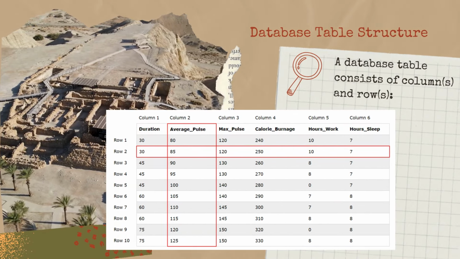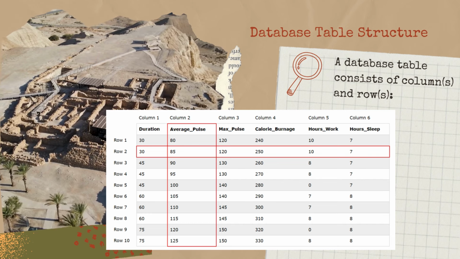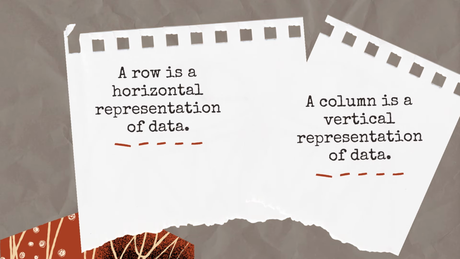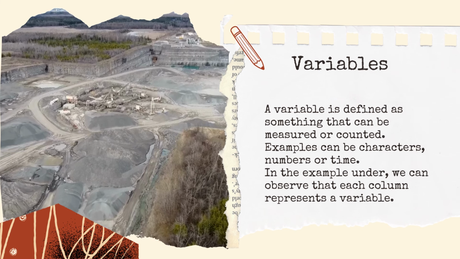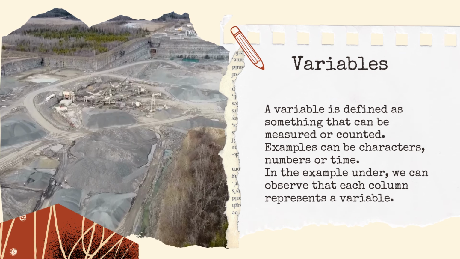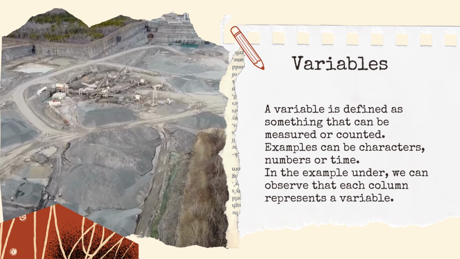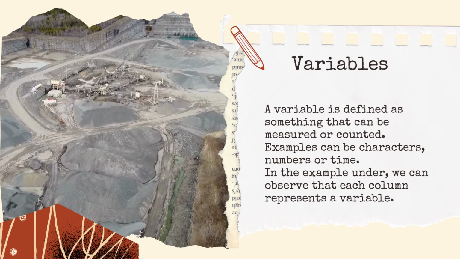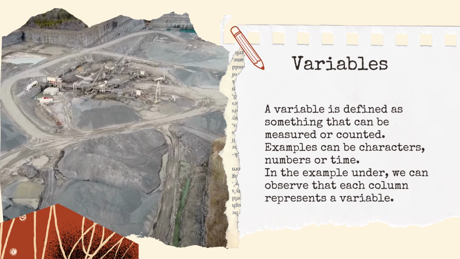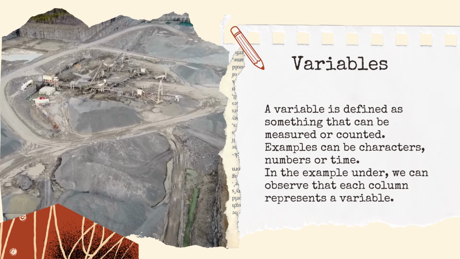Database table structure. A database table consists of columns and rows. A row is a horizontal representation of data. A column is a vertical representation of data. Variables. A variable is defined as something that can be measured or counted. Examples can be characters, numbers, or time. In the example under, we can observe that each column represents a variable.